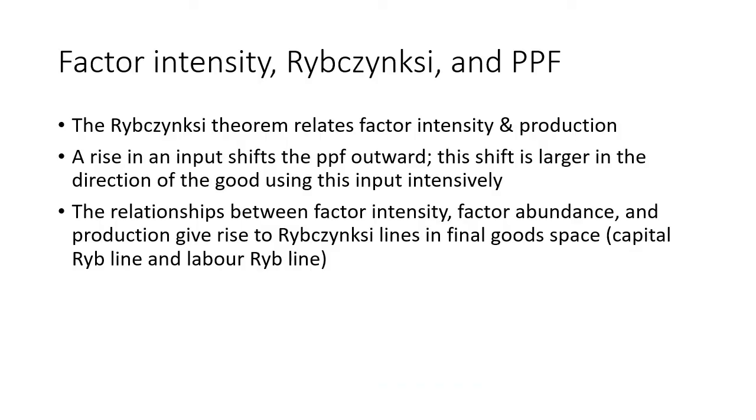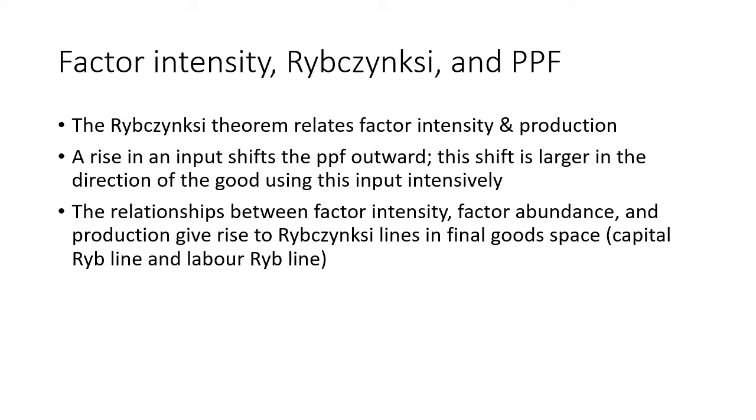So we're moving to the idea of the Rybczynski lines. We need to relate factor intensity, the Rybczynski theorem, and the PPF. The Rybczynski theorem relates factor intensity and production. What it says is, if there's an increase in inputs, it causes the PPF to shift outward, but the outward shift will be larger on the side of the good that uses that input more intensively.